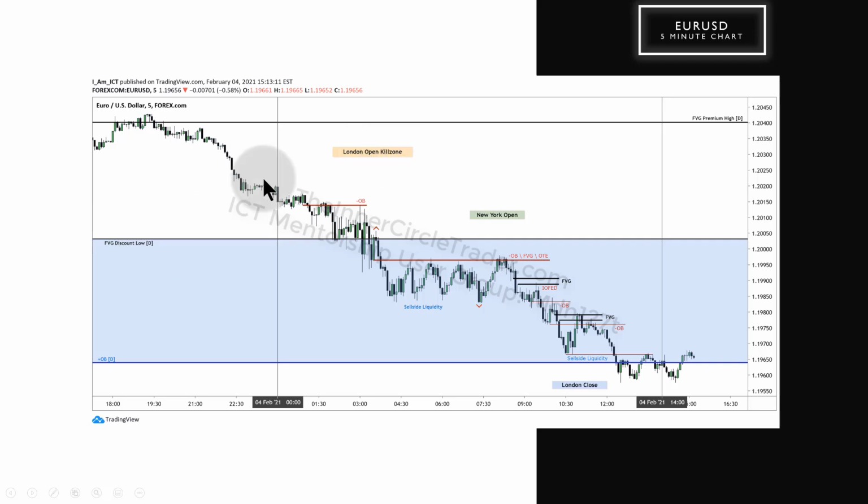Line open kill zone, just really lethargic overnight. Trading softer, had a small little optimal trade entry in here ahead of London. Then we have a little bit of displacement, but it's sloppy in here, but it ends up pumping it up into the bearish order block. We see that sends the price lower.